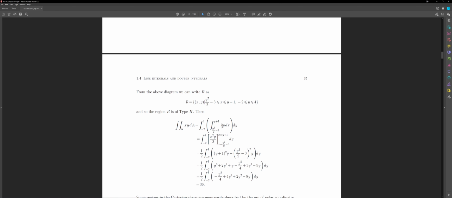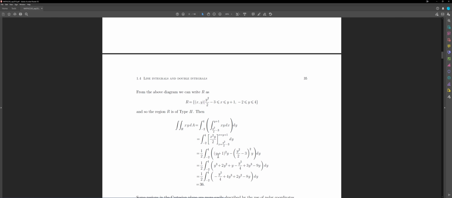So I will get x squared on 2 over here, right? And the y will come along as a constant. Once I have that, I need to substitute my x limits of integration, which are y plus 1 and y squared on 2 minus 3. So I substitute y plus 1 in for x, so I'd have y plus 1 squared here.